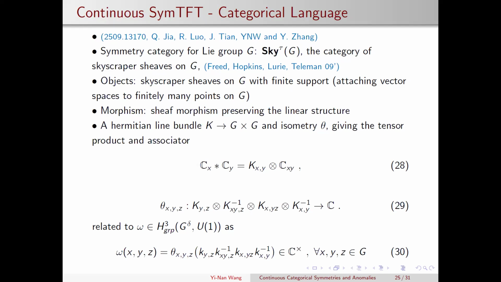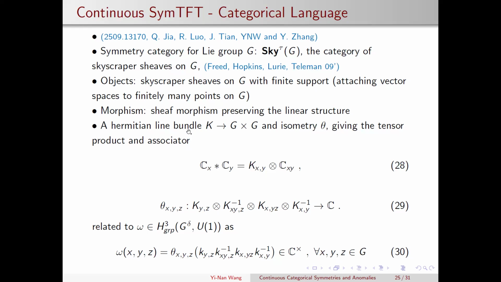So what is the Sky^τ here? The objects are skyscrapers on G with finite support. So roughly speaking, this is equivalent to attaching different vector spaces to finitely many points on this continuous Lie group G. There are also morphisms, but the important thing lies in the tensor structure.